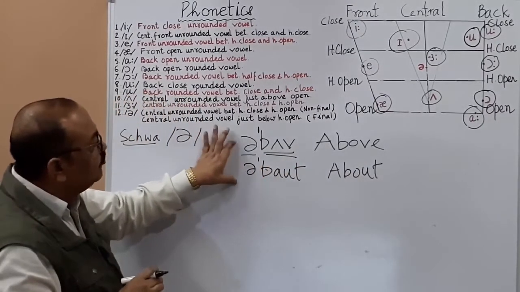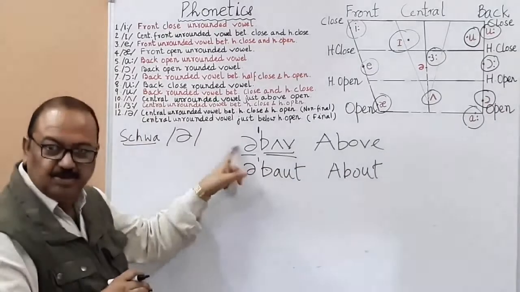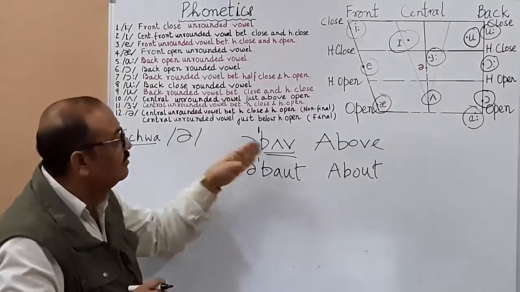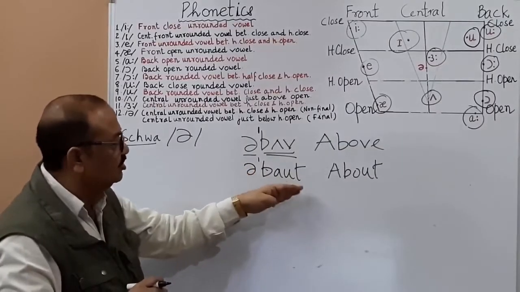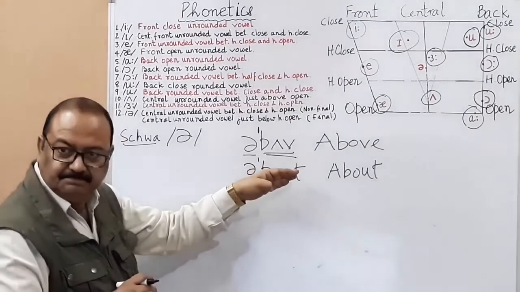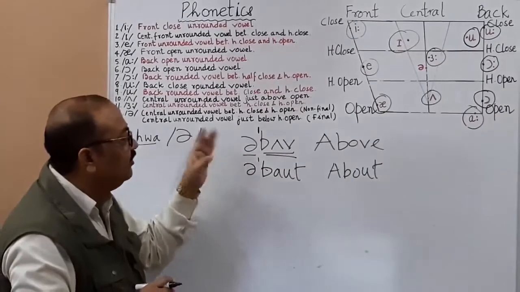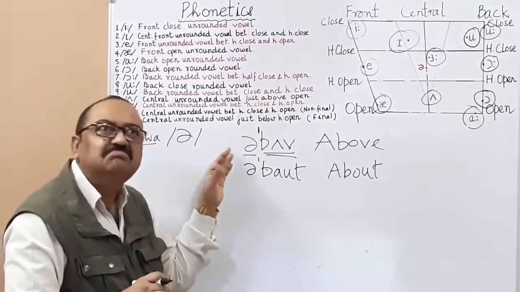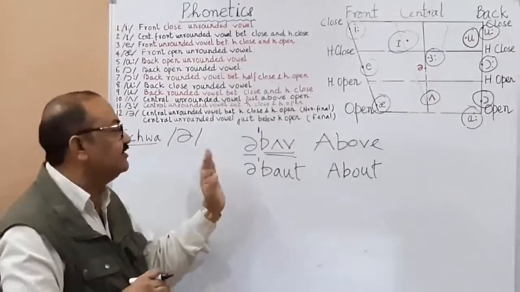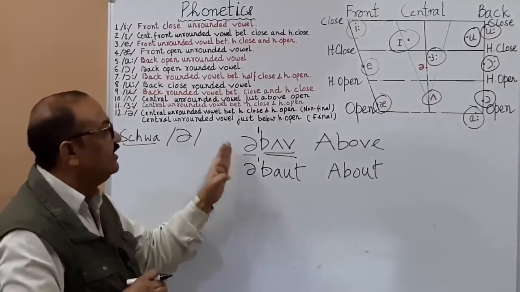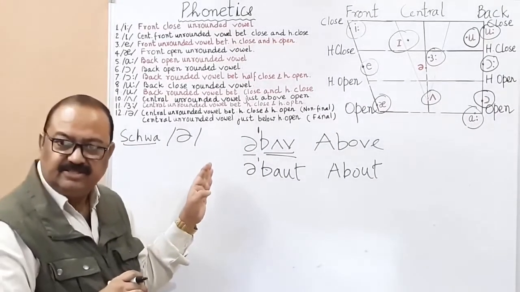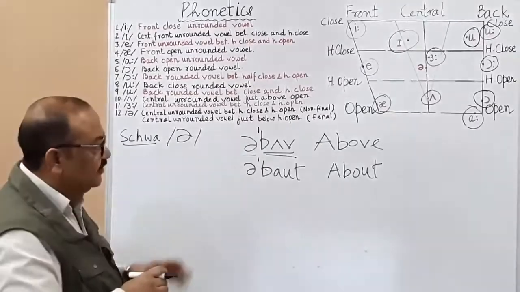So usually you will find this is one syllable. Although there is only one letter, it's one syllable. Okay, one syllable. Oh, bout. So where do you have this? Mostly, I would say almost in every case, you will find schwa occurring in the unstressed, unaccented syllable.